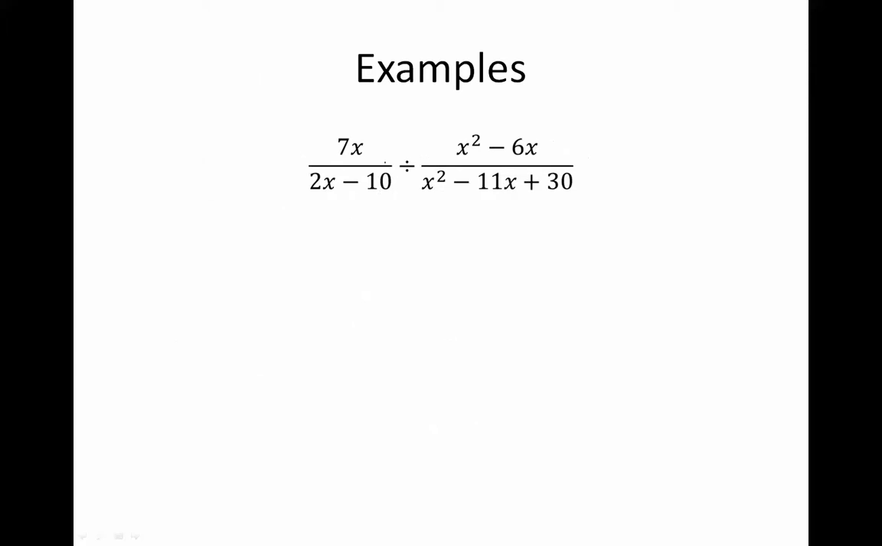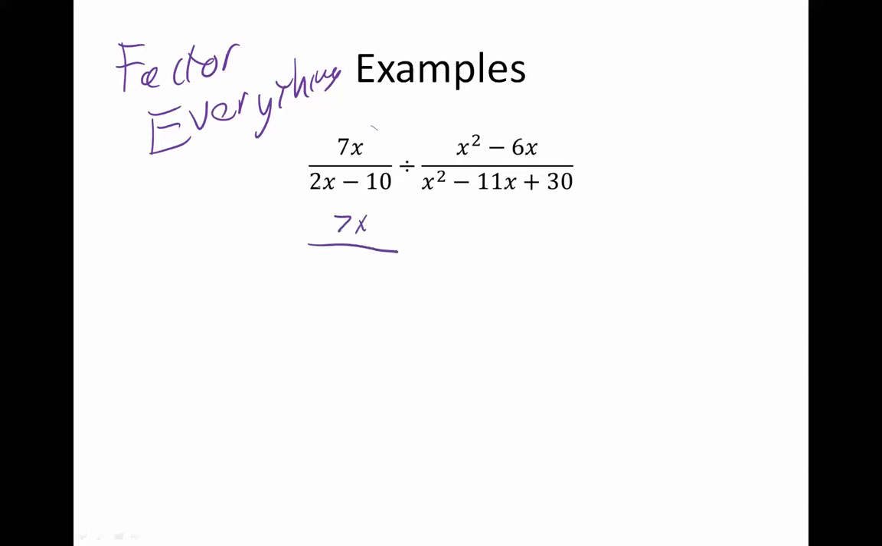So let's look at an example. Here we have 7x divided by 2x minus 10, divided by x squared minus 6x over x squared minus 11x plus 30. So step one, always factor everything. Factor, factor, factor. So 7x here, nothing can factor out. 2x minus 10, I notice that there is a 2 in both terms. So I can factor out a 2 and get 2 times x minus 5.